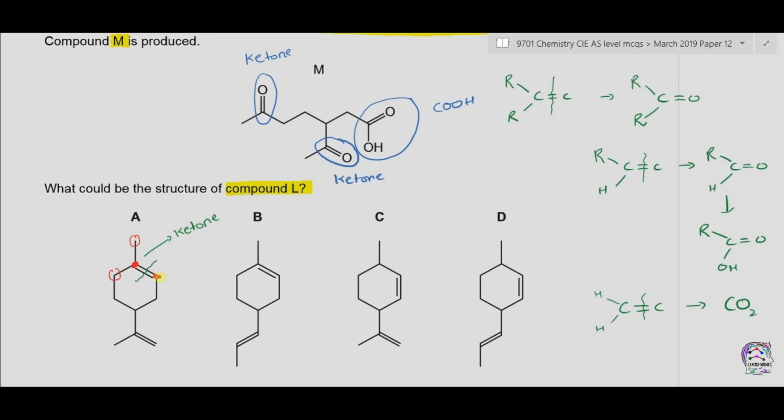This carbon has a double bond and it has one alkyl group and one hydrogen atom attached. So this will convert into aldehyde and then carboxylic acid. We have two more carbon atoms with double bond. One is this. It has two alkyl groups directly attached. So upon oxidation, this bond will break and it will convert into ketone. This carbon has just two hydrogen atoms attached with it, and upon the breaking of double bond, it will convert into carbon dioxide.